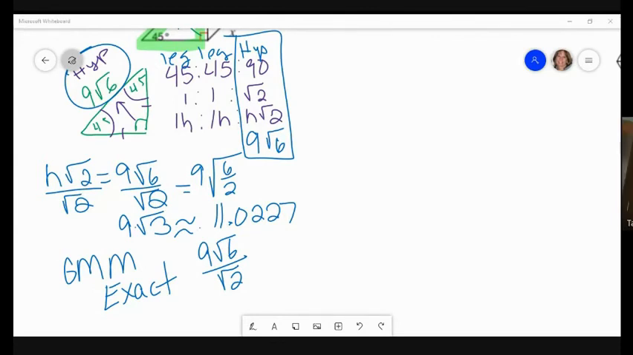Okay, what calculator are you using? I'm using a TI 83 plus. Really? I'm wondering why. I'm just trying to figure out why we're all getting kind of different answers. This is kind of interesting. So 9 square root 3.